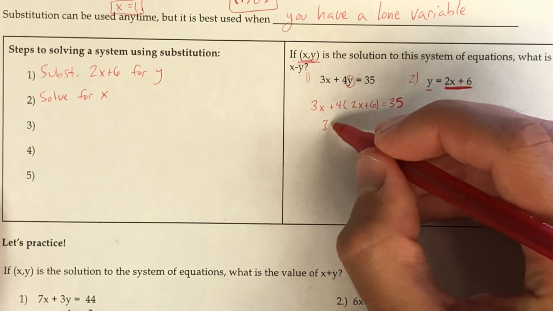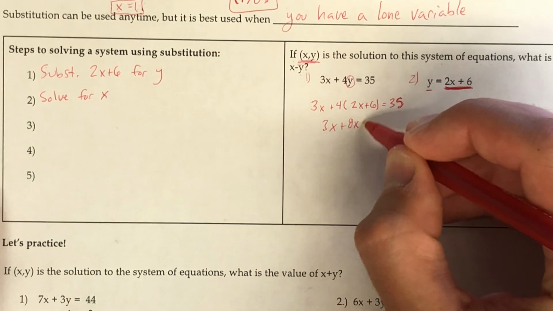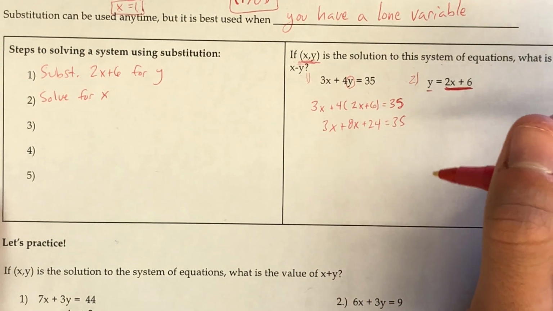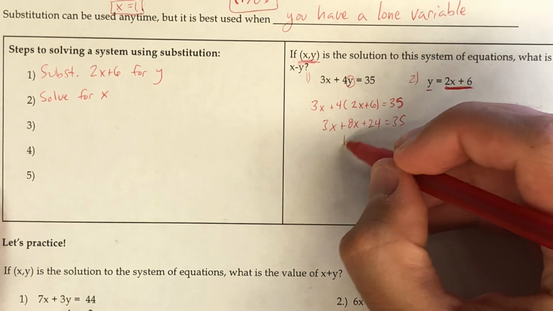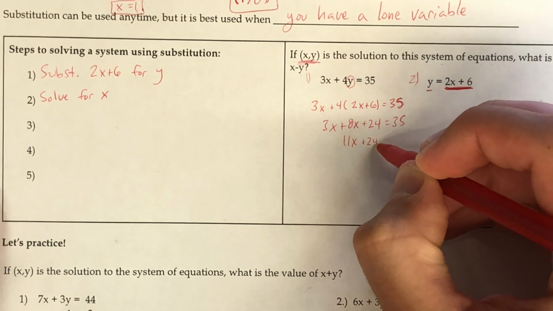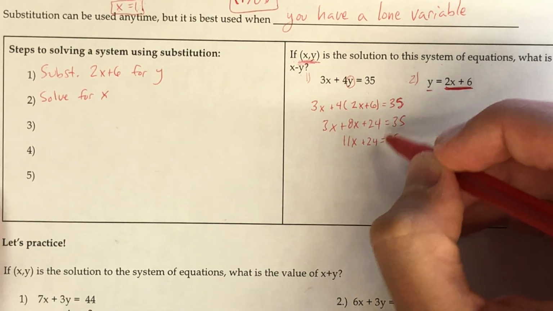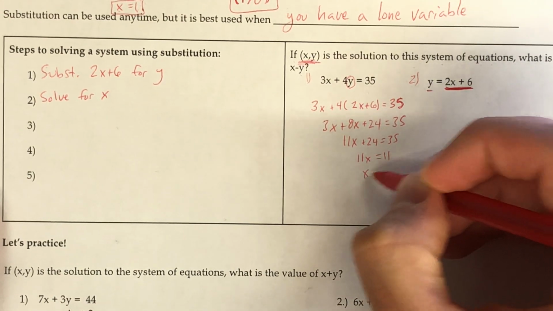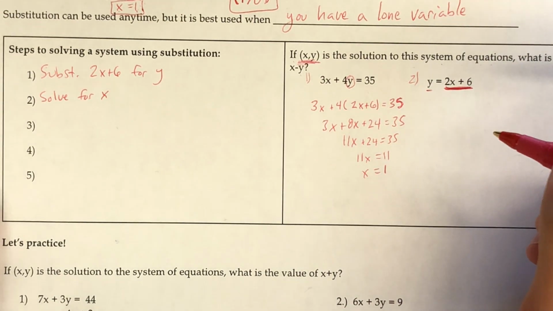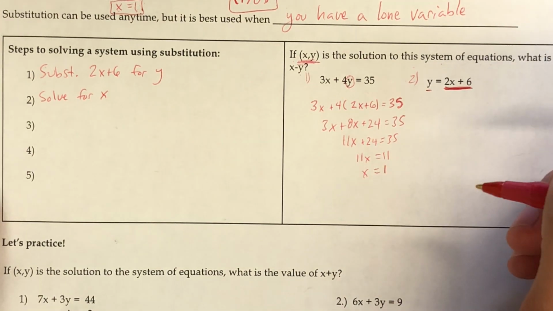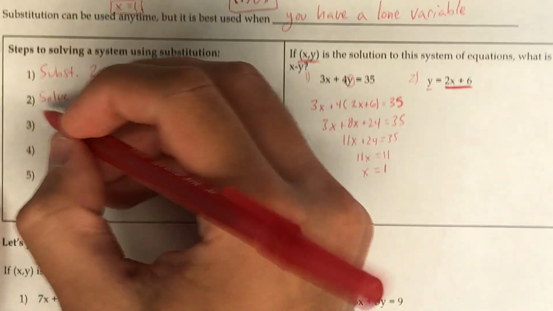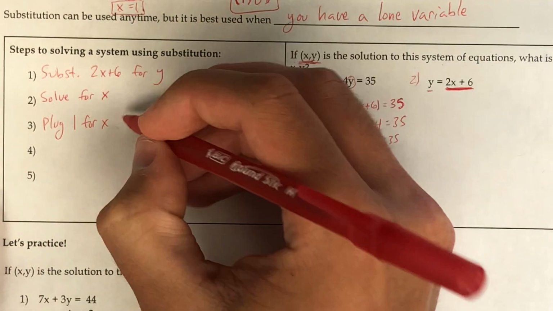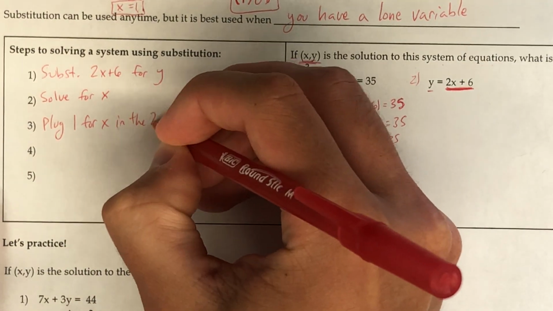So distribute again. So we get 8x plus 24. Continue to solve for x. Subtract 24 from both sides to get 11x equals 11. Divide by 11 to get x equals 1. Okay, so now that we've solved for x, we know x is equivalent to 1. We should plug in 1 for x in the second equation.